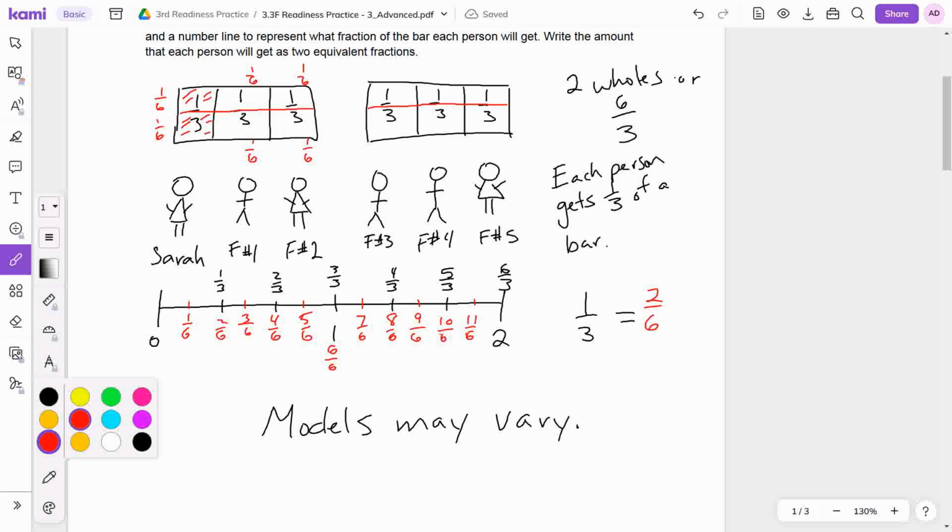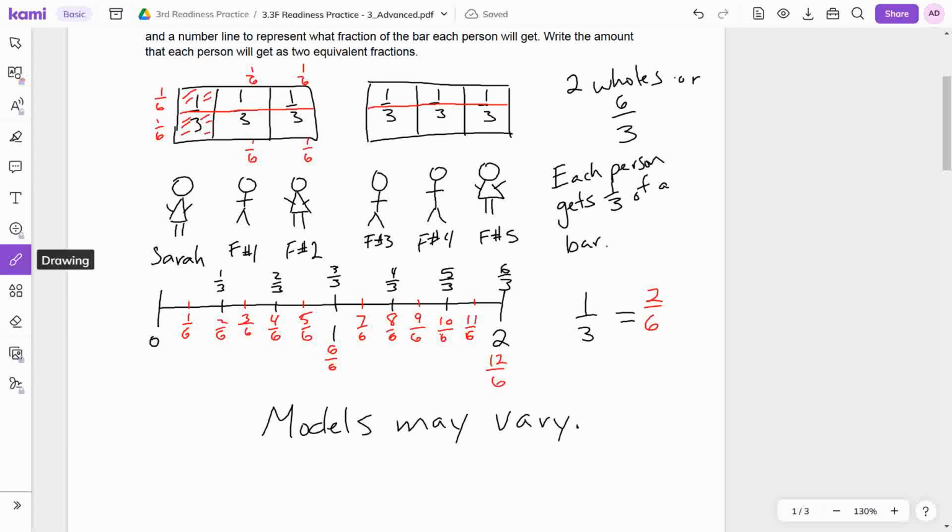All right, so my 6/3 is equal to 2, which is also equal to 12/6. So those are a few different ways we can draw models and draw number lines. Your models might be different, but each person gets 1/3 or 2/6 of a chocolate bar.